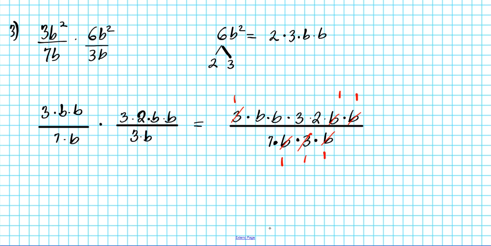So let's go ahead and multiply out. b times 3 times 2 is 6b squared, divided by, in the denominator we have 7 times 1 times 1, which is 7, and there goes your final result.